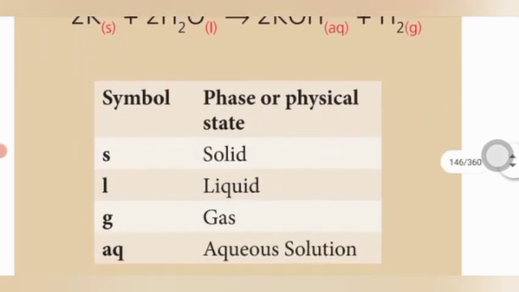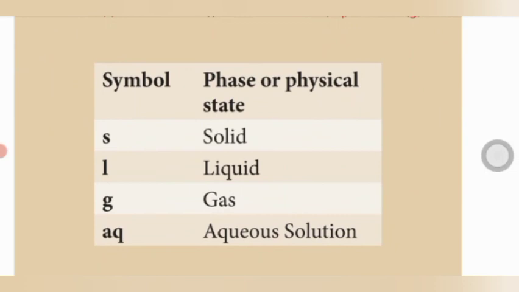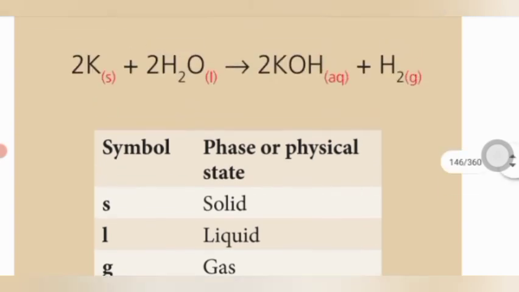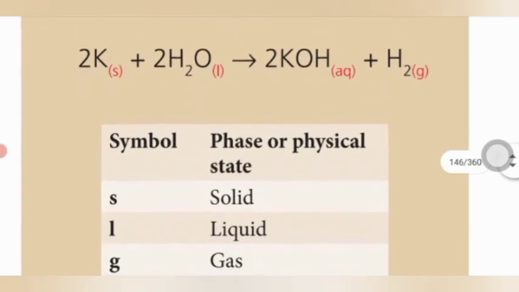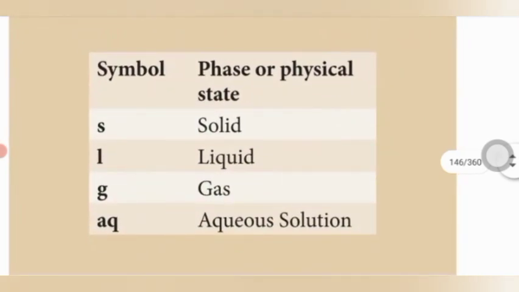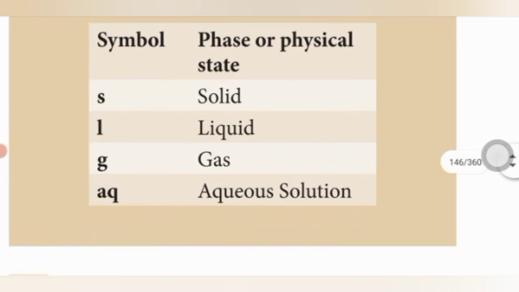What are the symbols for the physical states? The symbol of solid is S. The physical state of liquid is L. The physical state of a gaseous substance is G. The aqueous solution is represented by AQ. These are the physical states and symbols. They are denoted in a short form within a bracket as the subscript of the respective substance within a formula.